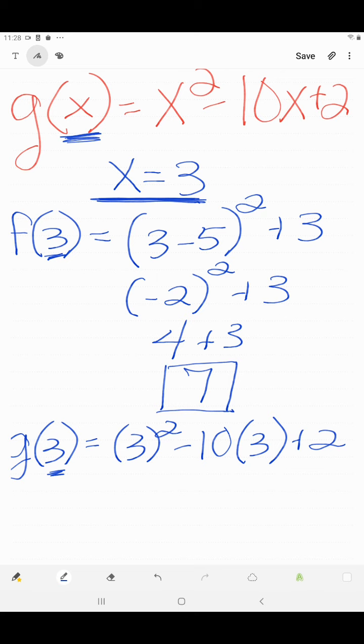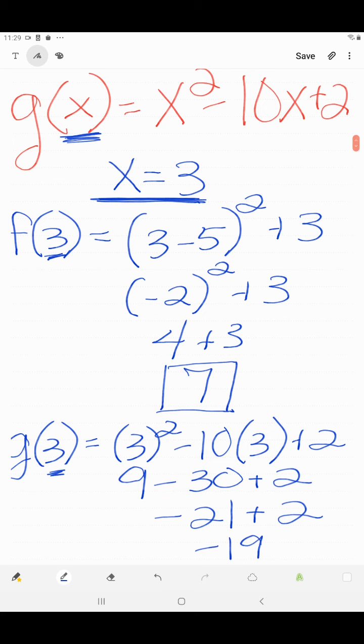Here we get 3 squared equals 9. Negative 10 times 3 is negative 30, plus 2. Okay. Then we simplify. 9 minus 30 is negative 21, plus 2. Then negative 21 plus 2 is negative 19.